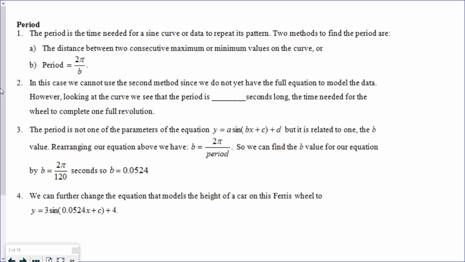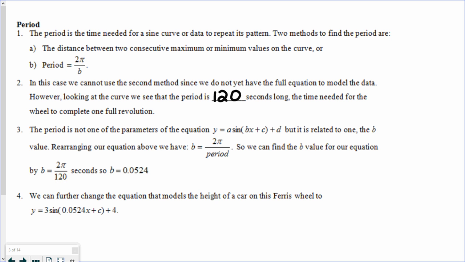However, looking at the curve, we see that the period, or the amount of time that it takes for the graph to repeat itself, is 120 seconds. So remember that it took Sam, is that his name? Sam to go from the bottom to the top 60 seconds. So to go from the bottom all the way around back to the bottom would be 120 seconds. And so that's the amount of time needed for the wheel to complete 1 full revolution.